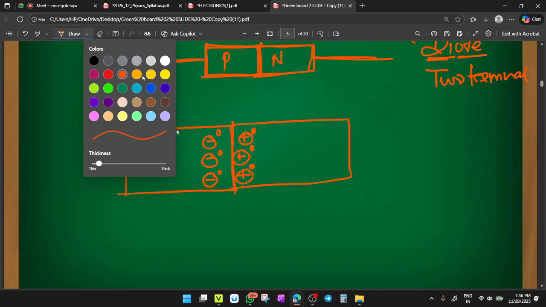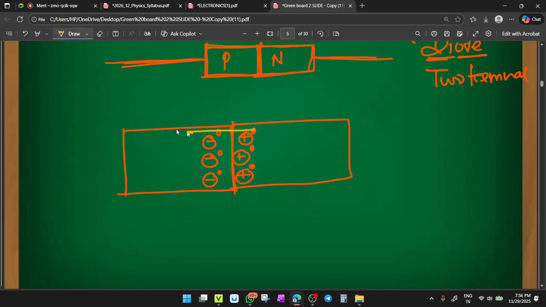So what will happen? Due to the difference of concentration, they will move towards each other. So electron is moving towards hole, and hole will move towards electron. Clear or not clear? Electron will move towards hole, and hole will move towards electrons. Clear? Means charge carriers from the p type will move towards n type, and charge carriers from the n type will move towards p type.